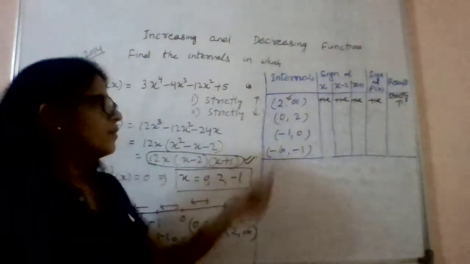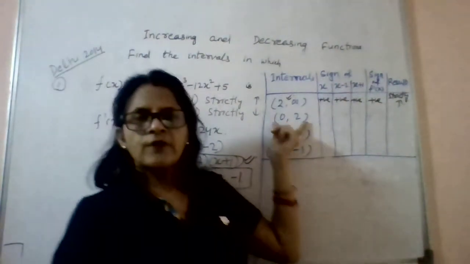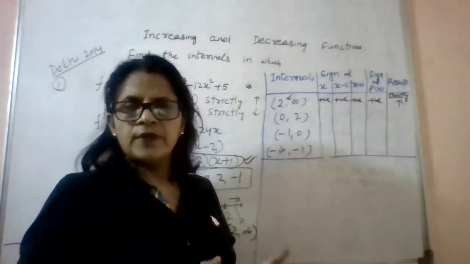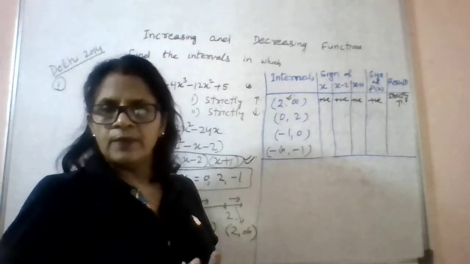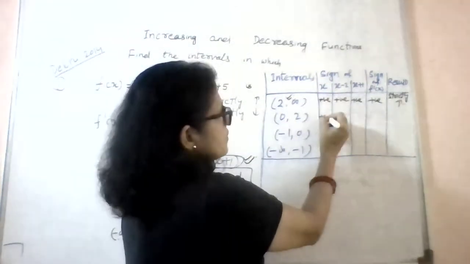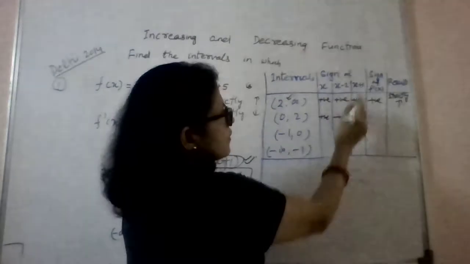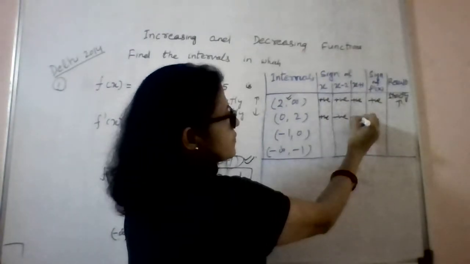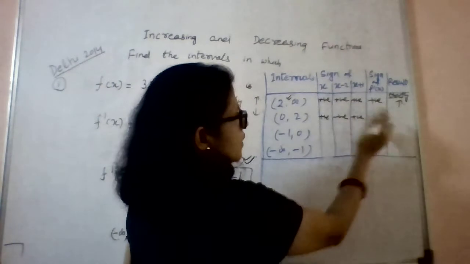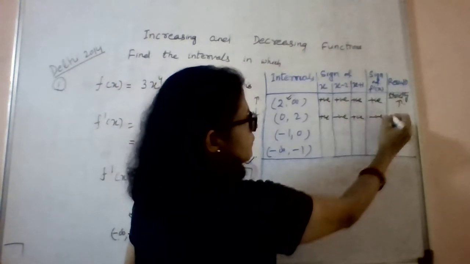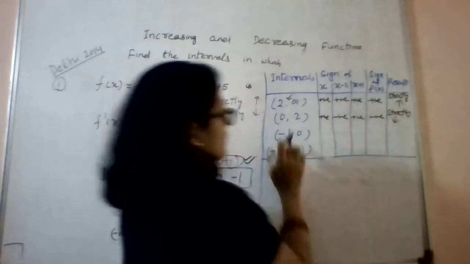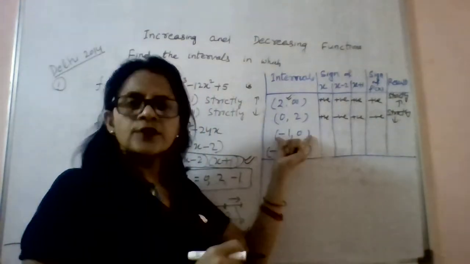Then interval 0, 2. You can think of a number between 0 and 2, such number may be x equal to 1. So 1 minus 2 negative, 1 plus 1 positive. Now product of 3 terms, positive into positive into negative, strictly decreasing.